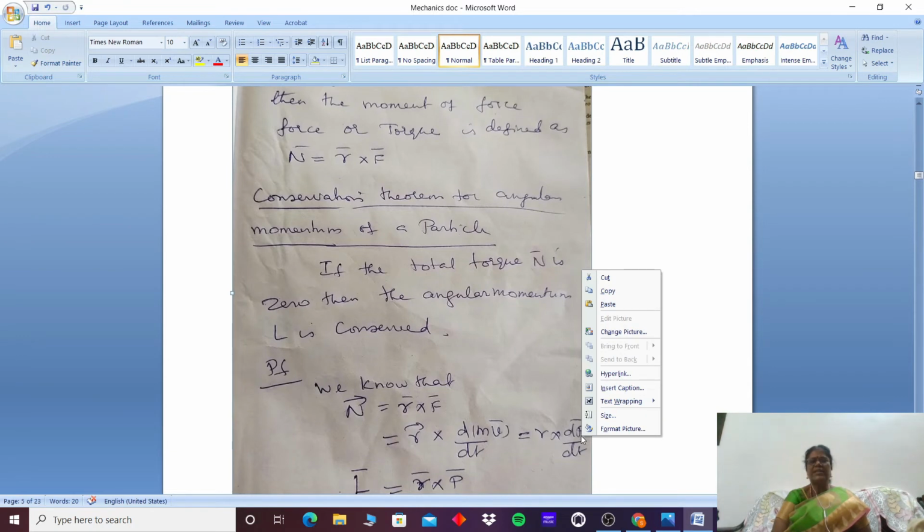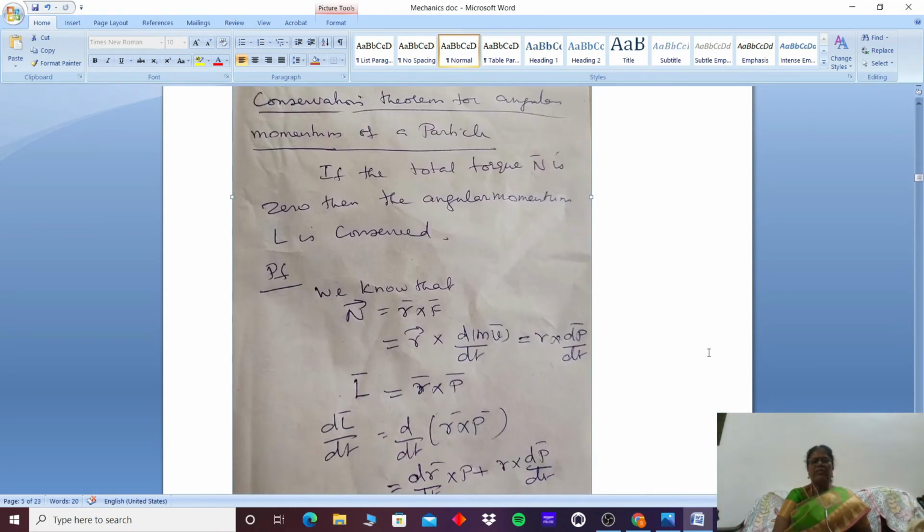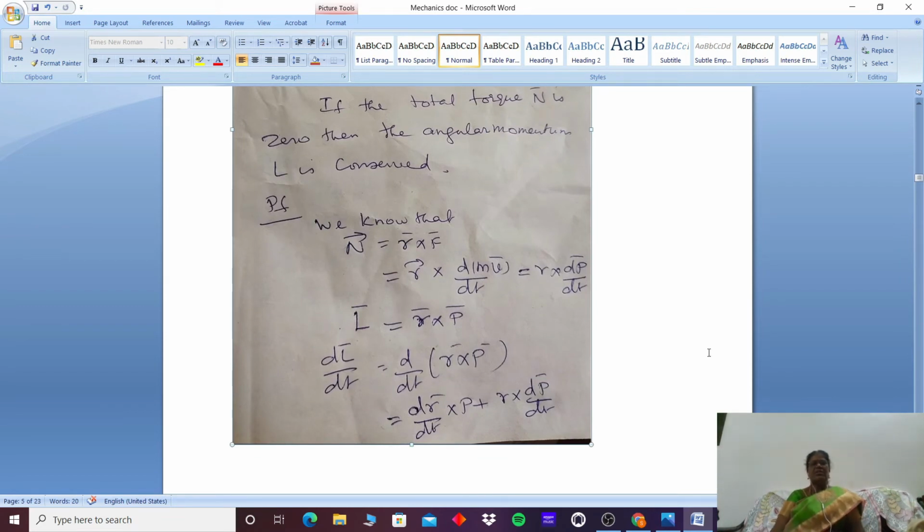Now we shall see what is the conservation theorem for angular momentum. This is only for a particle we are considering. So you have to consider only one particle, and the statement is, if the total torque N is 0, then the angular momentum L is conserved. So we know that N is equal to r cross F. That's by the definition of N. N is equal to r cross F, which is given by r cross, we know F is d by dt of mv. That is equal to r cross, where mv is nothing but p. So that is given by r cross p. So L is equal here.